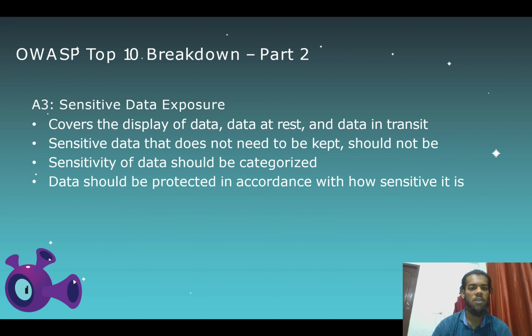Next, we are going to see A3. A3 is sensitive data exposure. It covers the display of data, data at rest, and data in transit. Sensitive data that does not need to be kept should not be. Sensitivity of data should be categorized, and data should be protected in accordance with how sensitive it is.